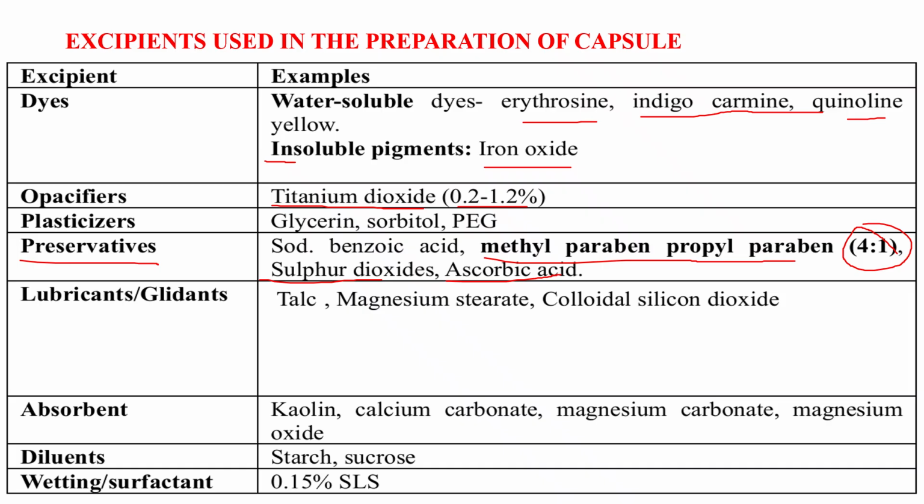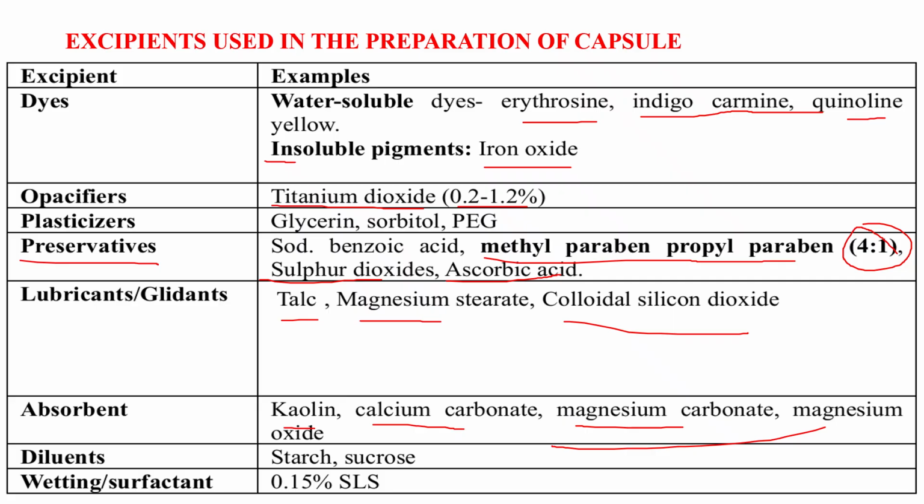Now we will discuss lubricant. Lubricant will help to improve the flow property of the powder during preparation of capsule. What are the lubricants used in the preparation of capsule? Like talc, magnesium stearate, colloidal silicon dioxide. So these three are used as lubricant or glidant in the preparation of capsule. Now absorbents like kaolin, calcium carbonate, magnesium carbonate and magnesium oxide are used as absorbents in the preparation of capsule.